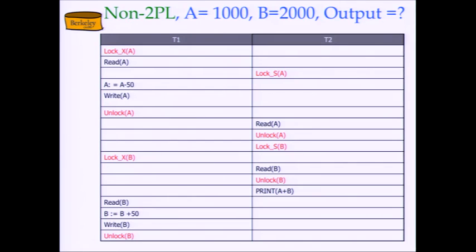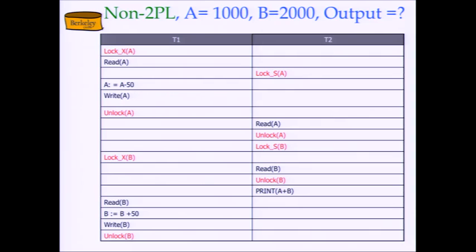And now T1 is going to decrement A by 50. A equals A minus 50. So now T1 thinks that A equals 950. And now T1 is going to write A back to the database. For reals. Yep. And it's going to unlock.